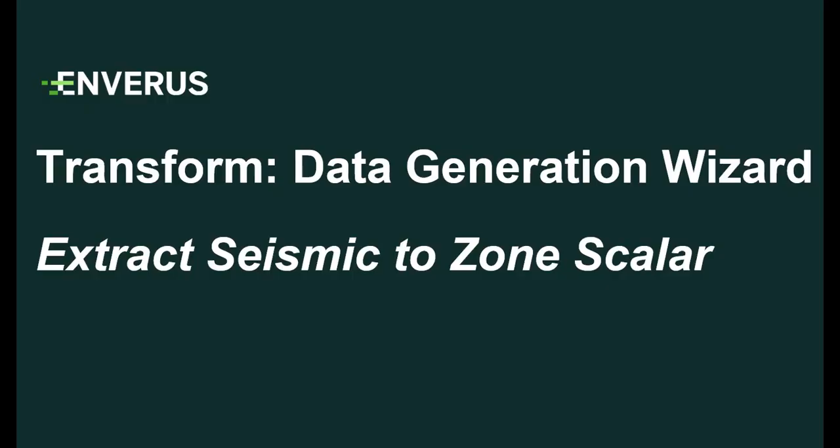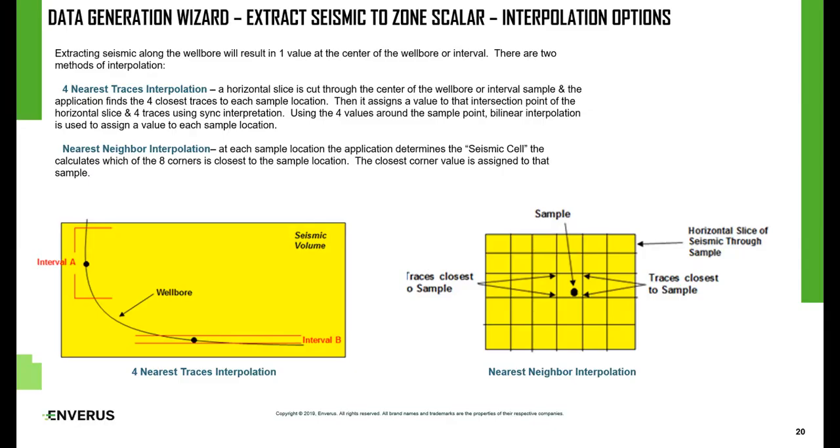Transform Data Generation Wizard extracts seismic to zone scalar. Extracting seismic along the wellbore will result in one value at the center of the wellbore or interval. There are two methods of interpolation: 4 nearest traces interpolation.